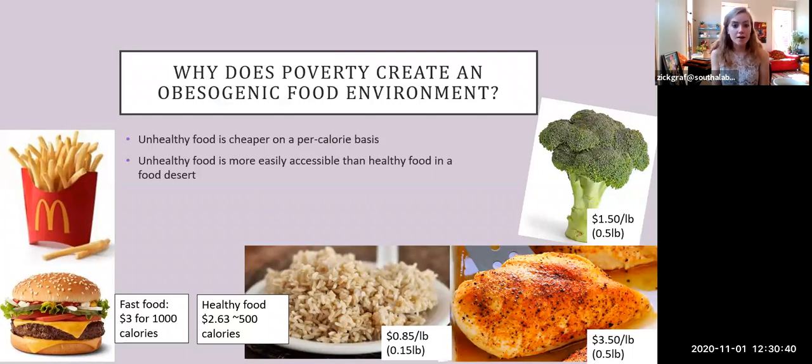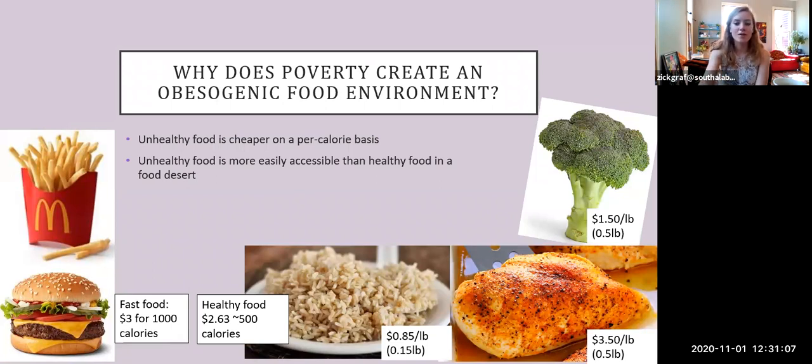In the United States, unhealthy food, like fast food, is cheaper on a per calorie basis. I just did this really quickly. A meal of a cheeseburger and French fries costs $3 for 1,000 calories, whereas what you might consider a healthy meal of grilled chicken breast, rice, and broccoli costs a little bit less, about $2.60, but for half as many calories. So unhealthy food is cheaper per calorie.